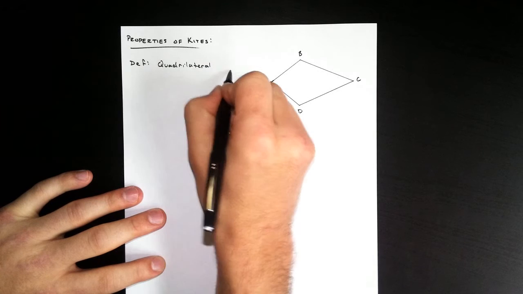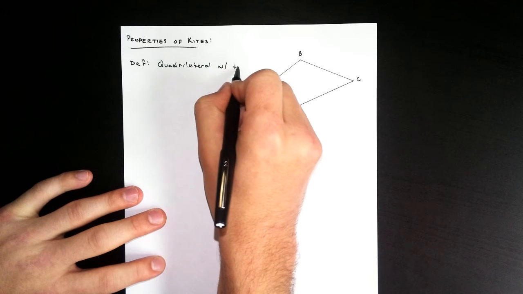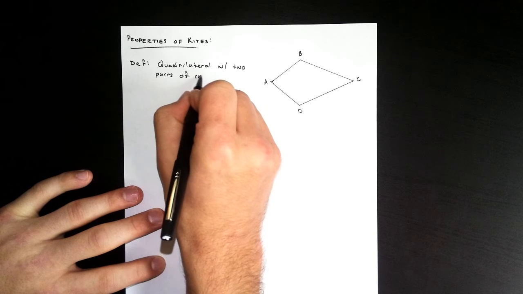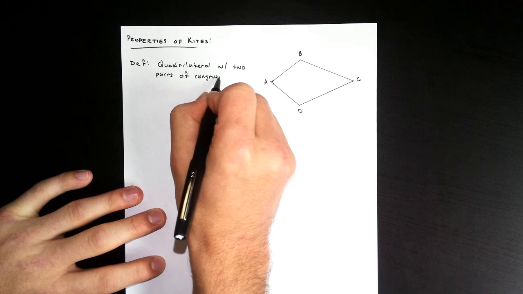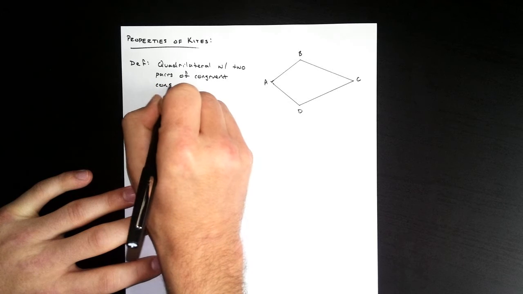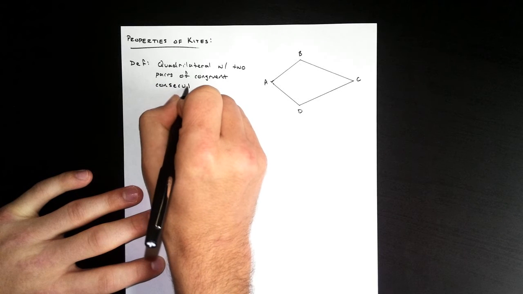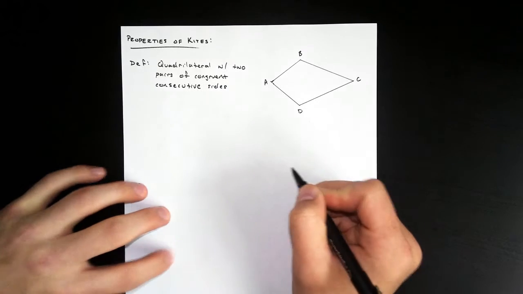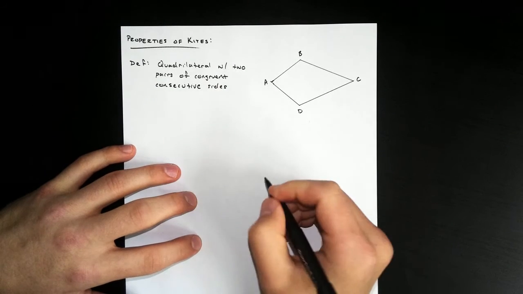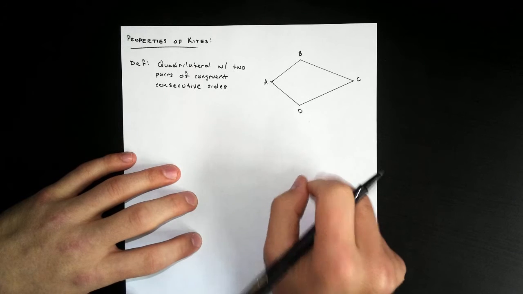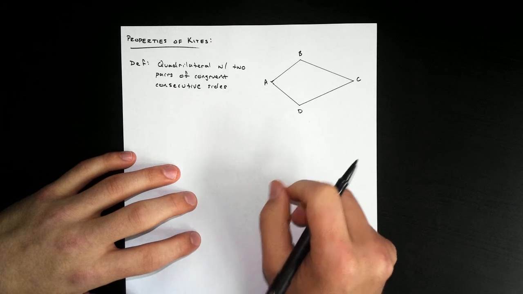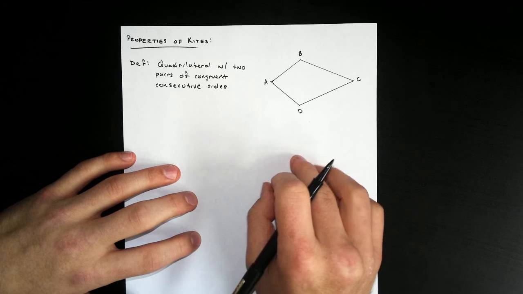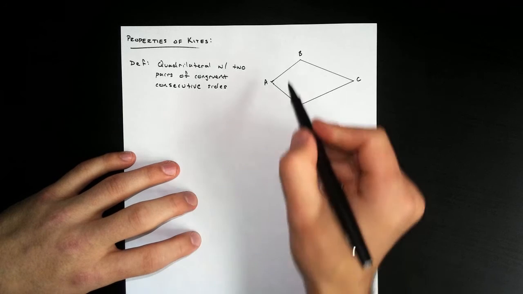So it's a quadrilateral with two pairs of congruent consecutive sides. What I mean by that is the consecutive sides are two sides in a row that are the same length. And then the other adjacent side, they're not the same. So opposite sides aren't congruent.